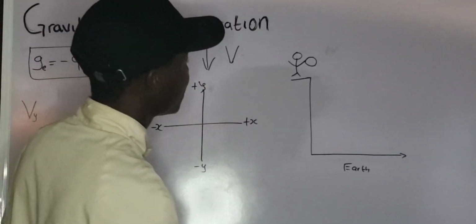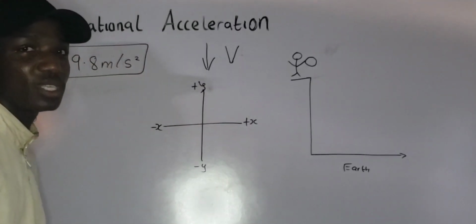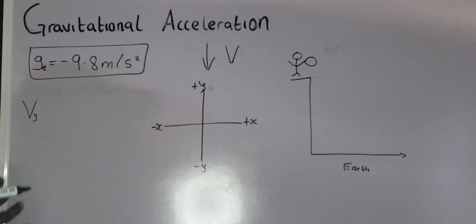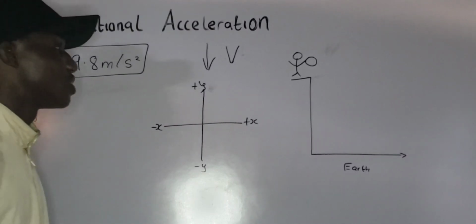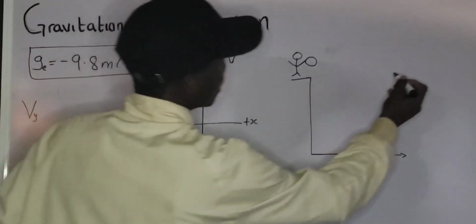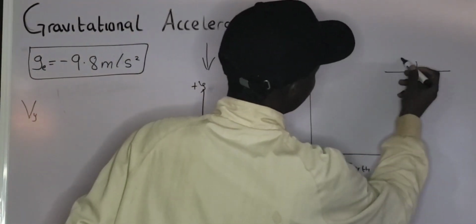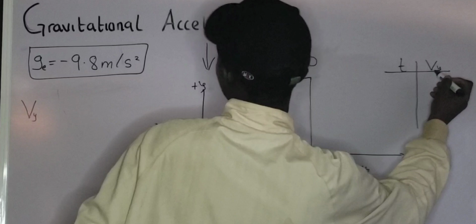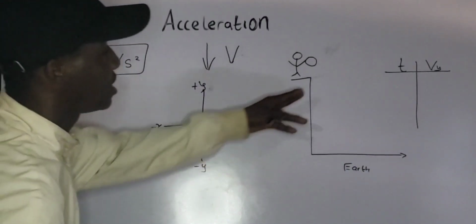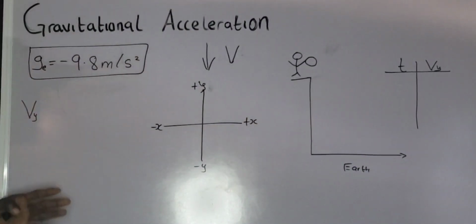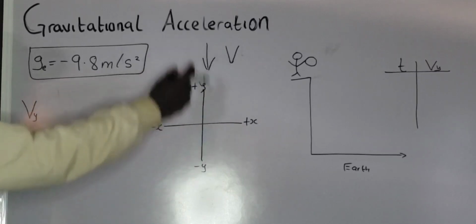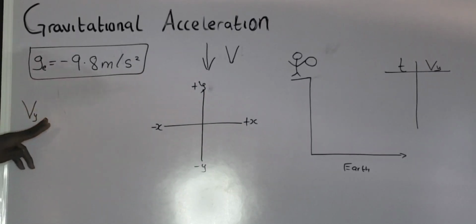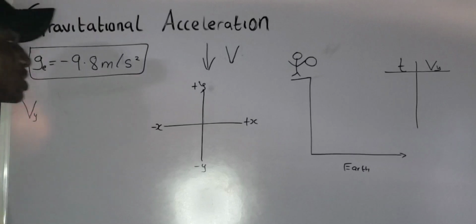Don't forget that the acceleration of an object tells us how fast the velocity of the object is changing with respect to time. So now, let us have the table, t along Vy. The reason why I call this velocity Vy is because the velocity is along the vertical axis, along the y-axis. So we are going to call the velocity Vy.